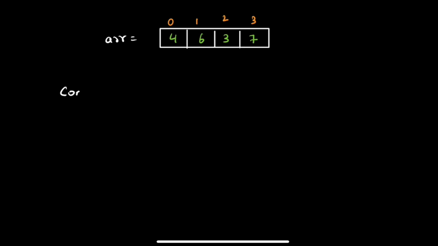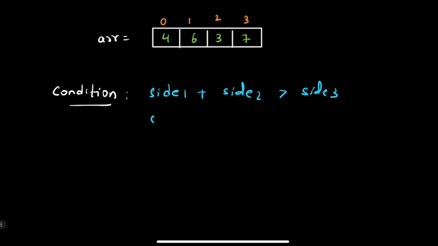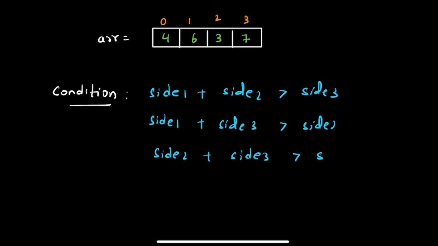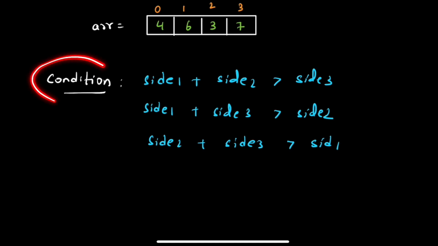Now, what is the condition? The condition is side 1 plus side 2 should be greater than side 3, right? And in the same way, side 1 plus side 3 should be greater than side 2, right? And finally, side 2 plus side 3 should be greater than side 1. So we need to check for this condition for all possible triplets, right?